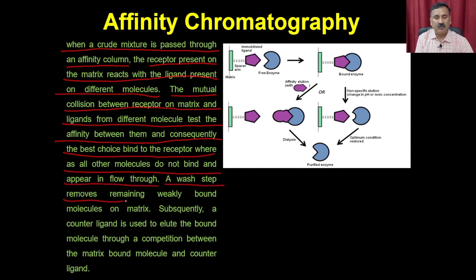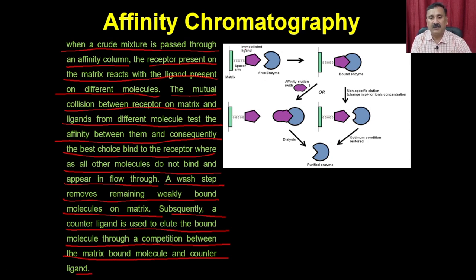A wash step removes the remaining weakly bound molecules on the matrix. Subsequently, a counter ligand is used to elute the bound molecule through a competition between the matrix-bound molecule and the counter ligand. Which is what exactly happened, right?